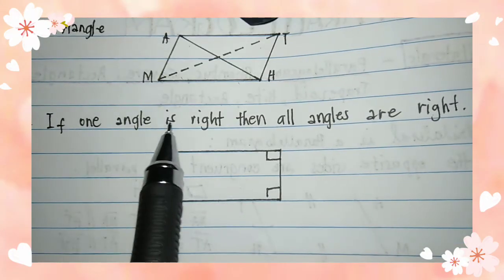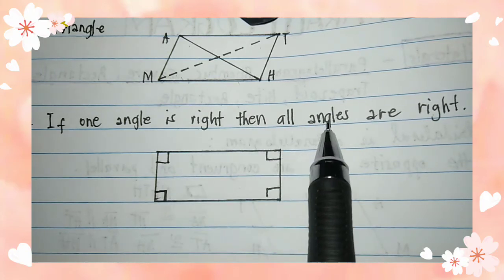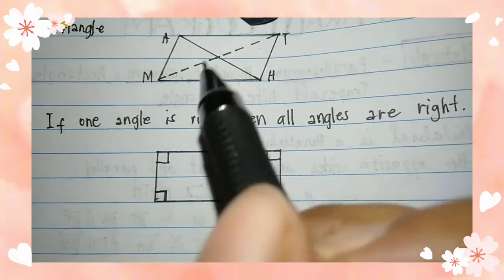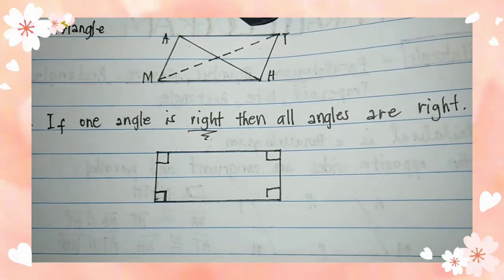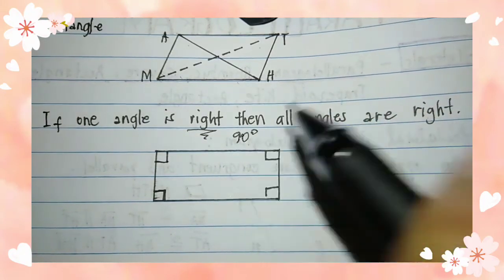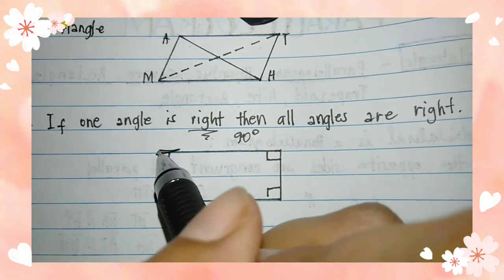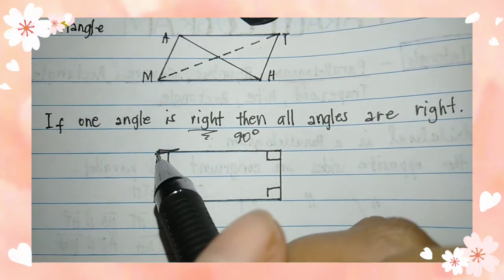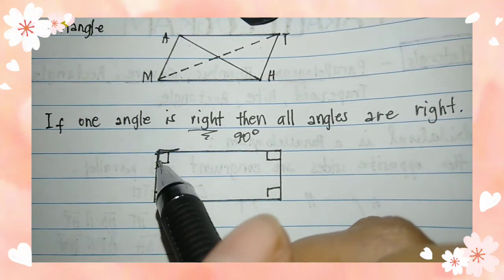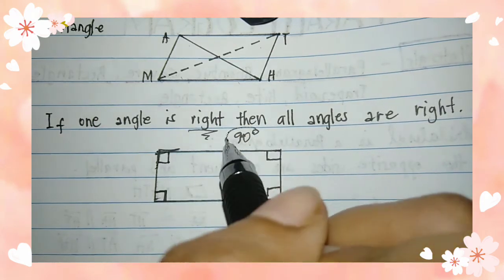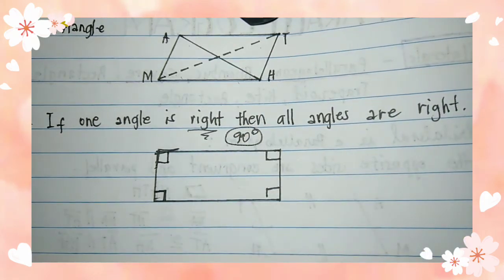Moving on to the last one. If one angle is right, then all angles are right. When we say right angle, yan, it measures 90 degrees. Okay? Or yun yung tinatawag nating pa-L na angle. Yan. Okay? So, yung ganyan na itsura ng angle, it is always equal to 90 degrees. Alright? And, kaya dito na pumapasok yung rectangle.